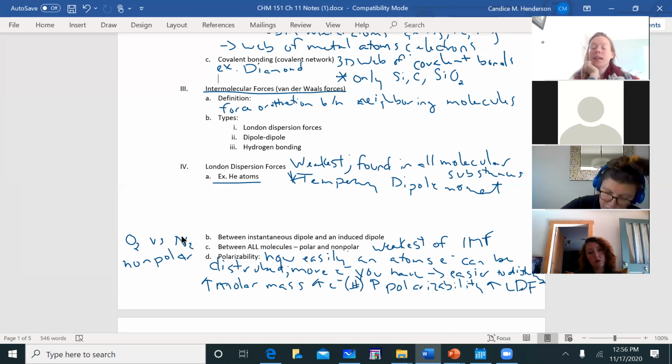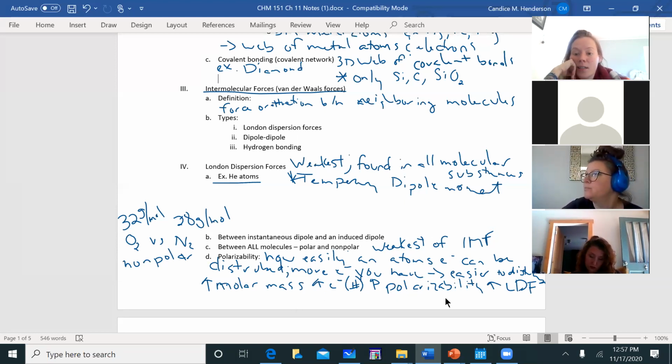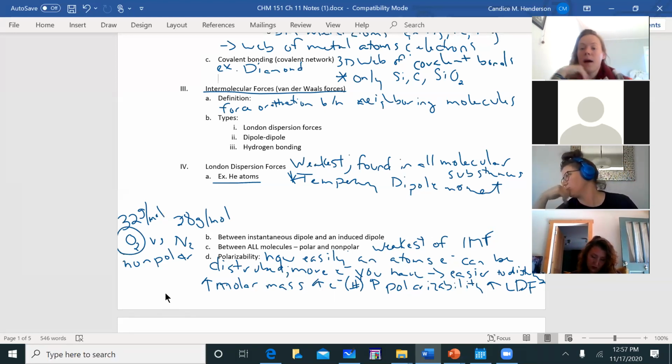So going back to these two over here, if I wanted to know which one had a stronger London dispersion force, or which one was sort of stickier to itself, I would have to look at the molar masses. Oxygen, in its diatomic form, O2, has a molar mass of 32 grams per mole. Nitrogen, in its diatomic form, has a molar mass of only 28 grams per mole. So the oxygen is bigger. Higher molar mass means more electrons, means it's easier to jostle it. Higher polarizability means we have stronger London dispersion forces. So in this instance, I would say O2 wins out on that one.